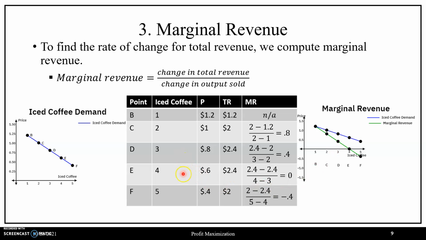Going from D to E, selling 1 more unit of iced coffee, we see that total revenue is changing by 0 cents, generating point E on our marginal revenue curve. And going from E to F, selling 1 more iced coffee, we see that total revenue has declined by 40 cents, generating point F on our marginal revenue curve, where we see that marginal revenue is downward sloping, is in green, and is strictly below our demand curve for iced coffee for this particular coffee shop.